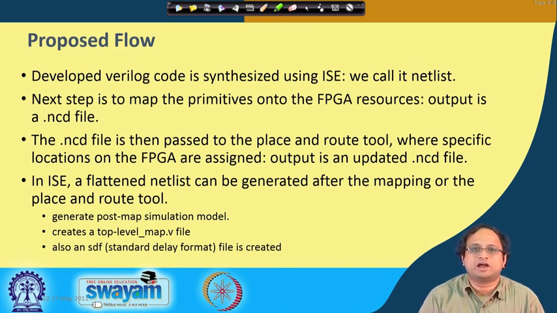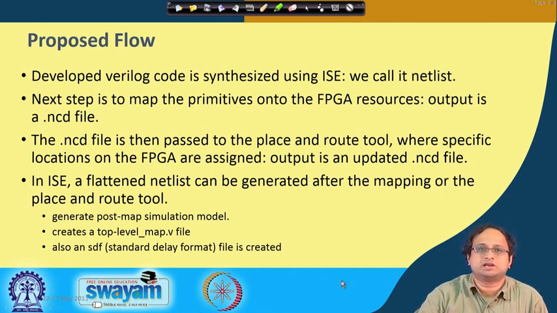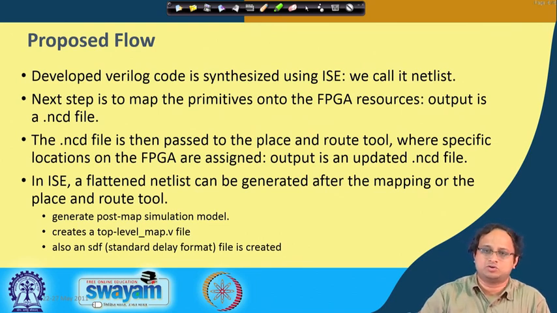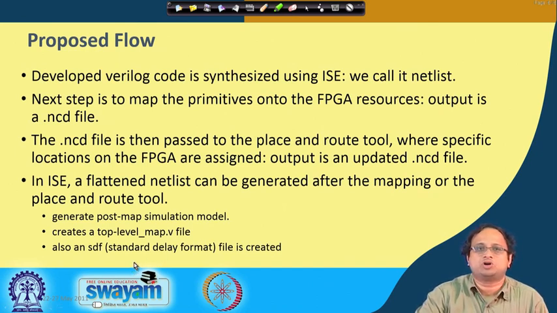In ISE, a flattened netlist can be generated after the map or the place and route tool. You just need to give the command to generate the post map simulation model. It creates a top level map underscore map.v file. Again, this is the top level flattened netlist, which means that if you have several modules in your design, all the hierarchies are flattened to a single level of abstraction, and then you create a .sdf file.